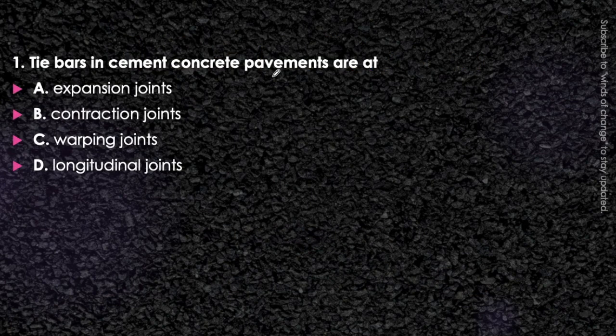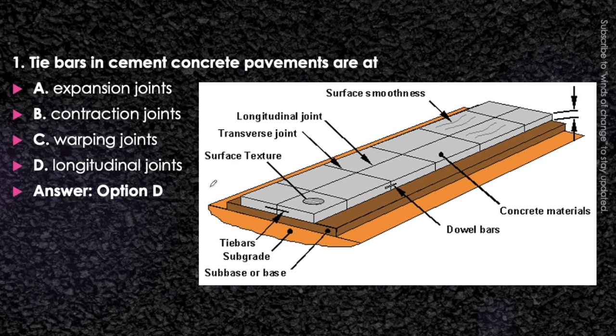Tie bars in cement concrete pavements are at expansion joint, contraction joints, warping joints or longitudinal joints. So where do we provide the tie bars in cement concrete pavements? Just think about it. Tie bar connects the two units of concrete pavement. Now, which are the two units? It will be along the longitudinal direction. Here, the tie bars are provided for the longitudinal joints.